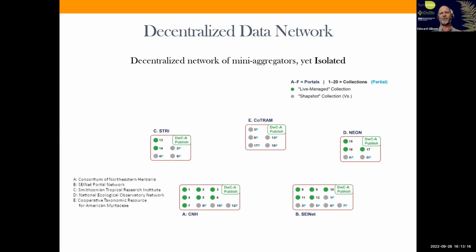And then some portals might just be all snapshots. And that's true for COTRAM, which is a portal dedicated to American Myrtaceae. It's a plant family. But also the BigB portal, that's a TCN portal, that is mostly just live collections. And they use that portal to define certain extended specimen relationships and tagging images and species associations.